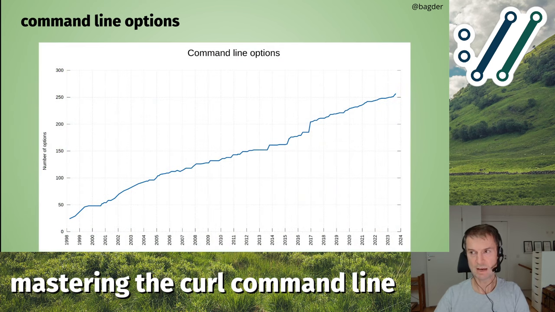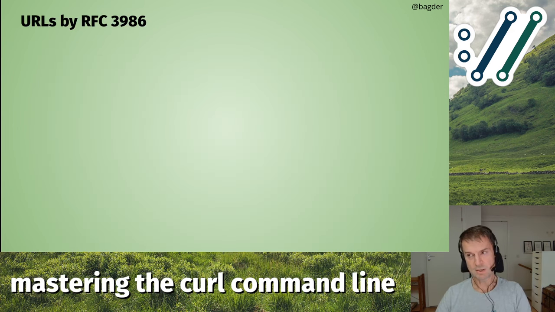And as I said, the number of command line options in curl has increased over time. It started out with 24 in 1998. We have 257 today. It's not a good thing to have a lot of options, but we add them because we have features that we want to provide.